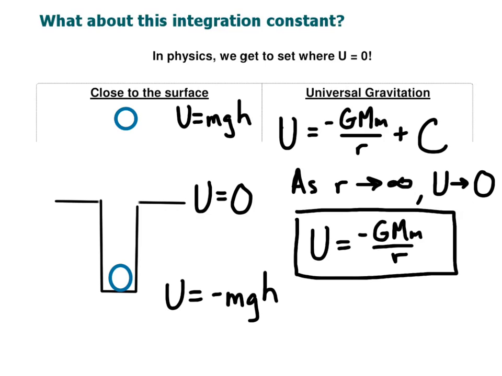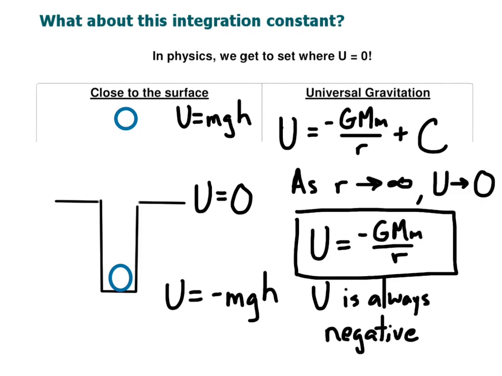Now that means that potential energy is always negative. Why would we want to do that? Why would we always want potential energy to be less than zero? It does tell us something.